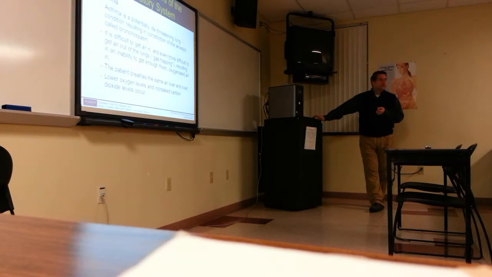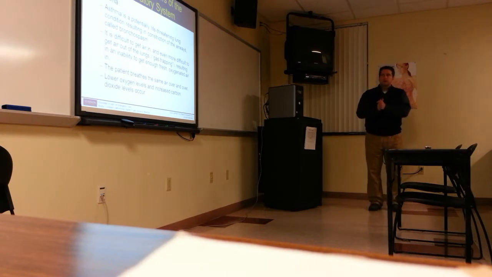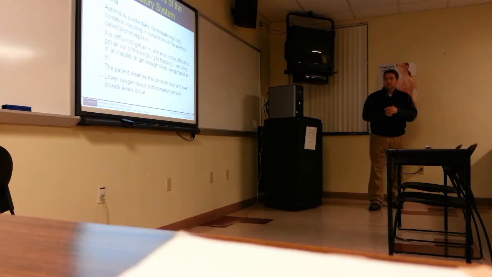Asthma is a problem with getting bad air out. This is a result of the bronchospasm. Let me go through this slide. Asthma is a potentially life-threatening lung condition resulting in constriction of airways, bronchospasm. Difficult to get air in, more important, get air out, getting the gas trapped. Patient breathes the same air over and over, lowers oxygen levels, increased carbon dioxide levels occur. See them breathing through pursed lips, where they're trying to force it out.